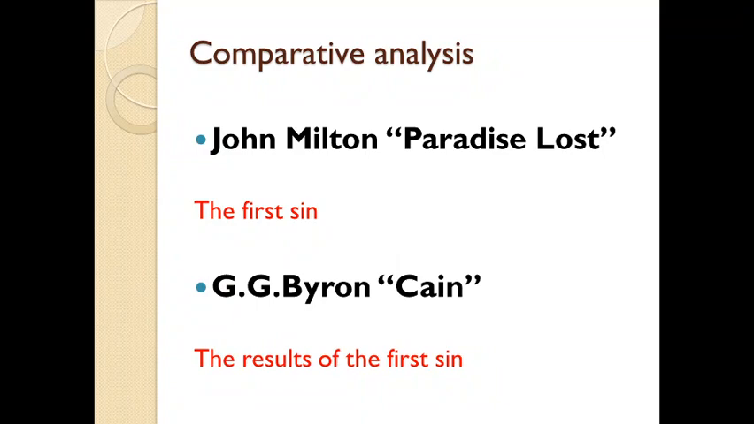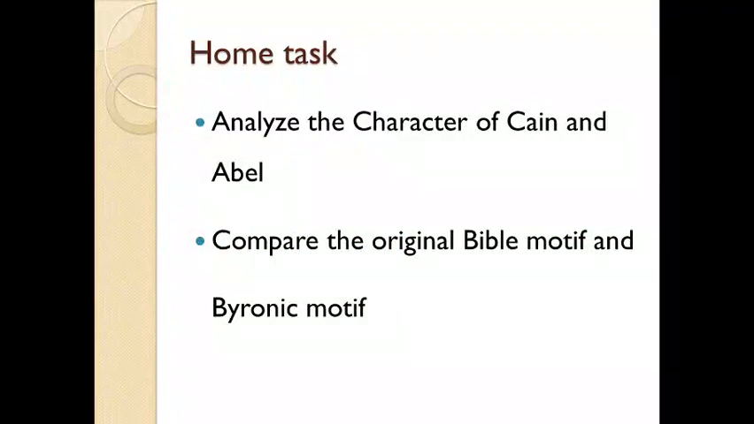plays for our seminar. And your home task is to analyze the character of Cain and Abel. So they are just binary oppositions. They are good and bad, good and evil, and compare the original Bible motif and the Byronic motif. I would like you to know about the real motif of the first scene and the changed motif of the first scene in Paradise Lost and also in Cain.